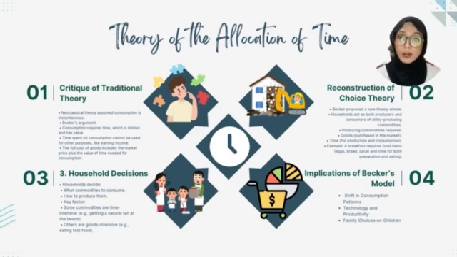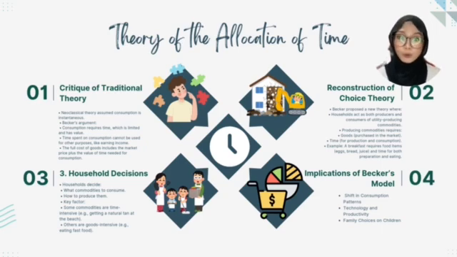Number 2, reconstruction of choice theory. Becker's reconstruction of choice theory proposed that households act as both producers and consumers of utility-producing commodities, where producing these commodities requires not only goods purchased in the market but also time spent on both production, for example cooking, and consumption, like eating, as seen in the example of preparing and eating breakfast with food items like eggs, bread, and juice.